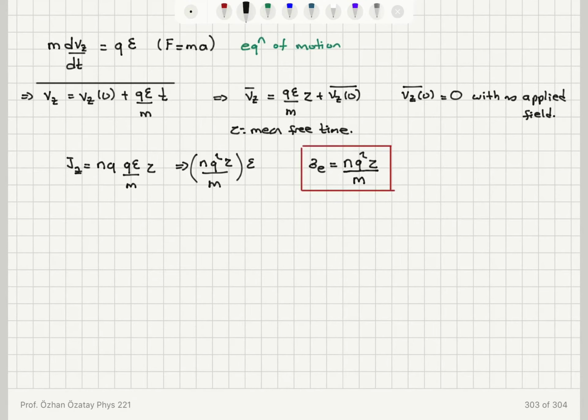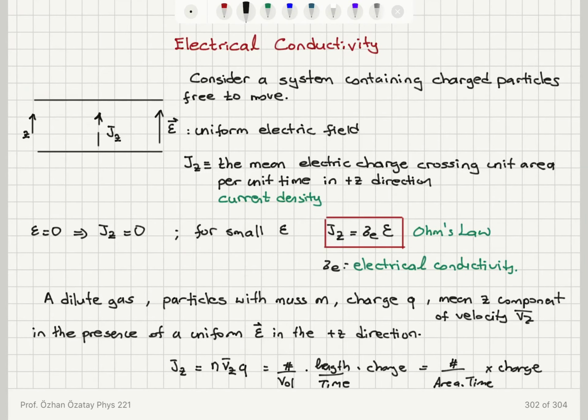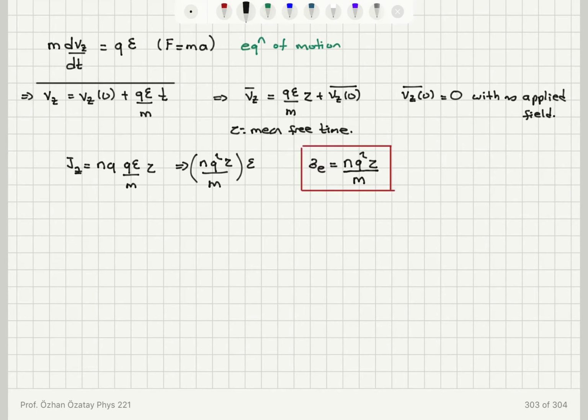Now we can see that this result comes from having a uniform electric field inside a dilute gas that contains charged particles, so it has ions in it. This uniform electric field will cause a current density, the mean electric charge per area per time, which is given by sigma times the electric field according to Ohm's law. This is true for small electric fields, and the current density, or the charge flux, is n vz bar q, and you can see that Vz can be obtained by the equation of motion.